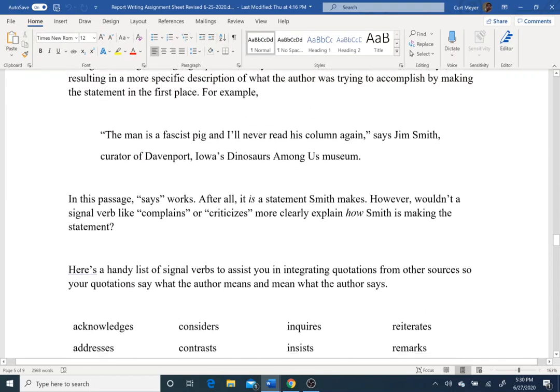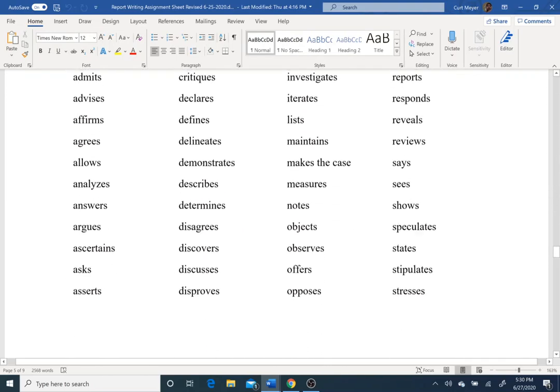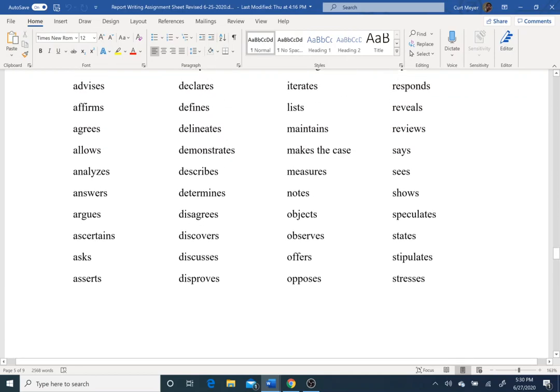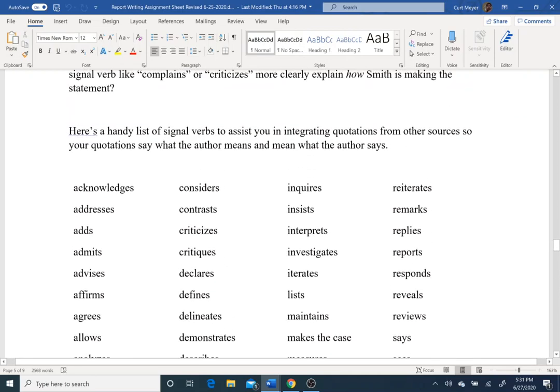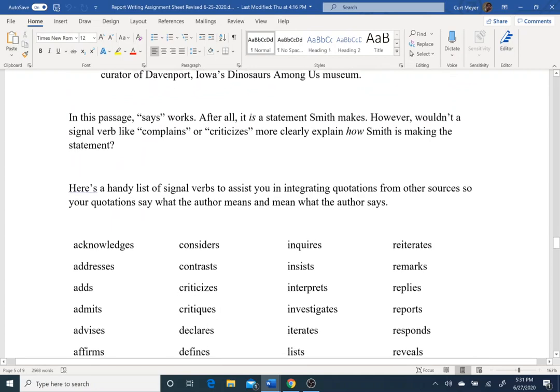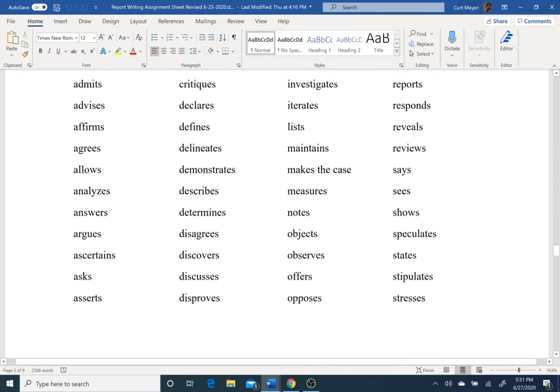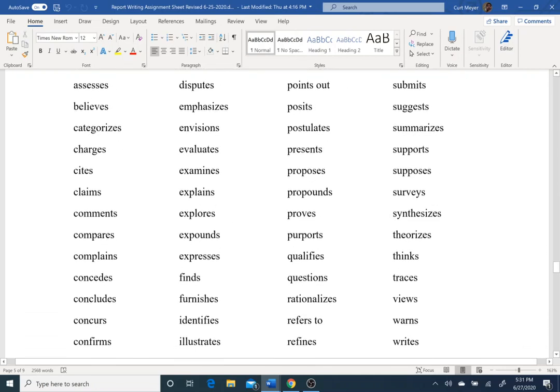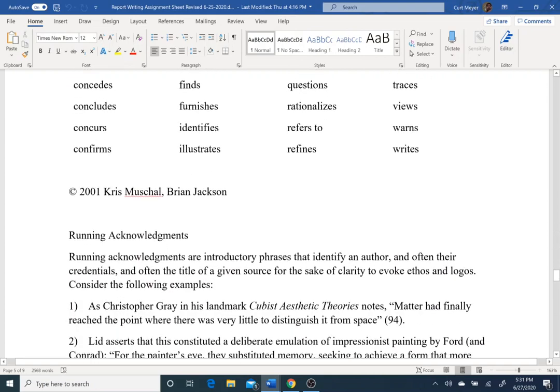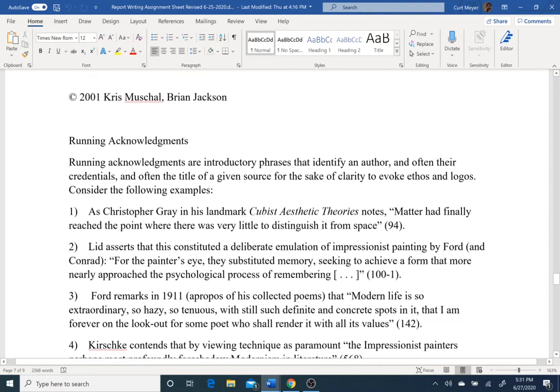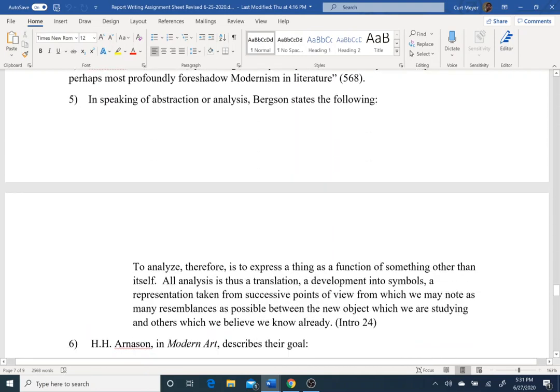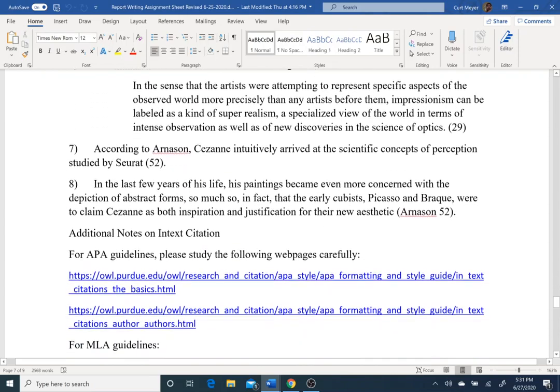So, signal phrasing, and I give some examples. Here are some very common signal verbs. The list is actually endless. I invite you to look through this. Very valuable information. Running acknowledgement, also very valuable. And please do look through this.